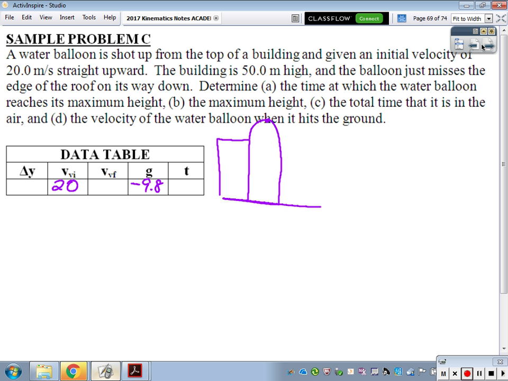For the time calculation, yes. Because we're going up to max height.